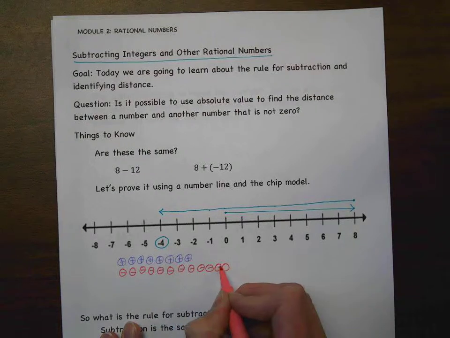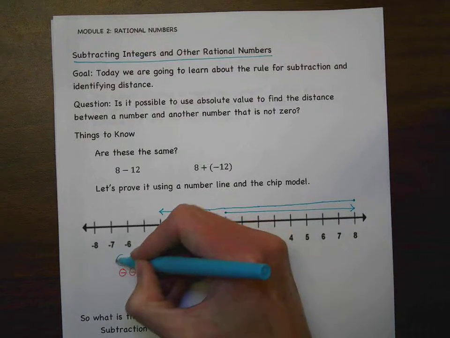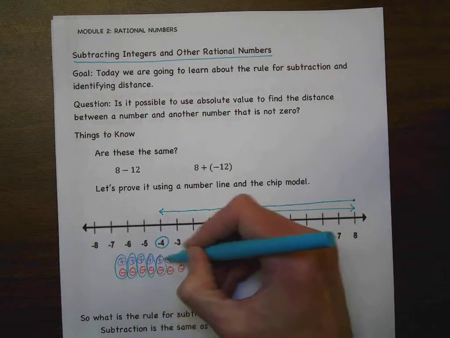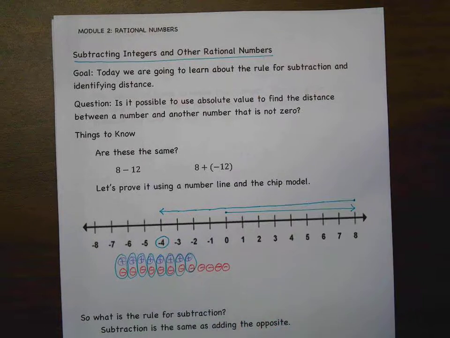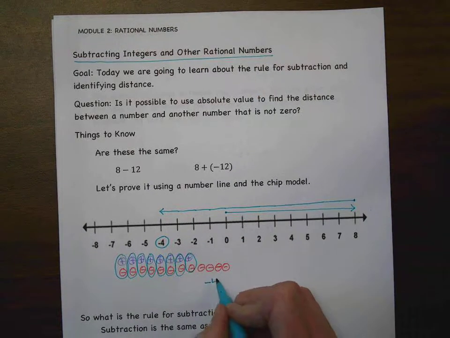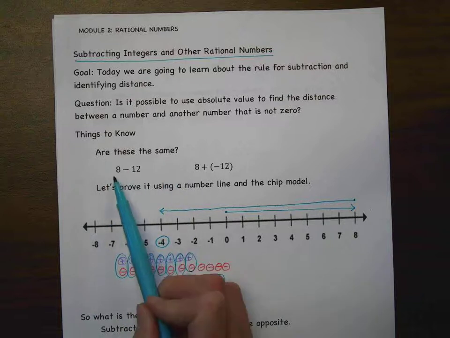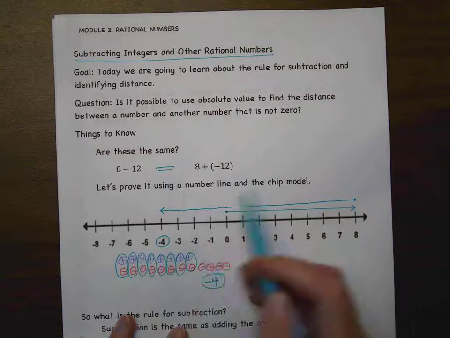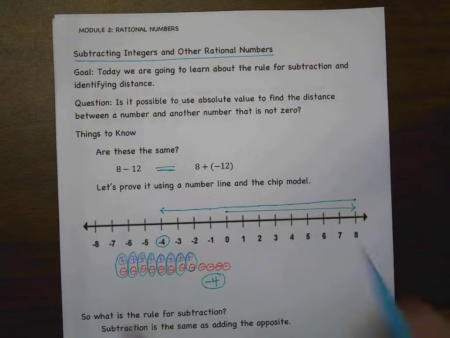I remember from what Mrs. Nelson taught us that when you have a positive and a negative together, they create a 0 pair. So 0 pair, 0 pair, 0 pair, 0 pair, 0 pair, 0 pair, 0 pair, and then I'm left with, that's right, 4 negatives. So this answer is exactly the same as this answer. Going back to the question: are these the same? 8 minus 12 is equal to 8 plus 12 negatives. So that means that they are exactly the same.